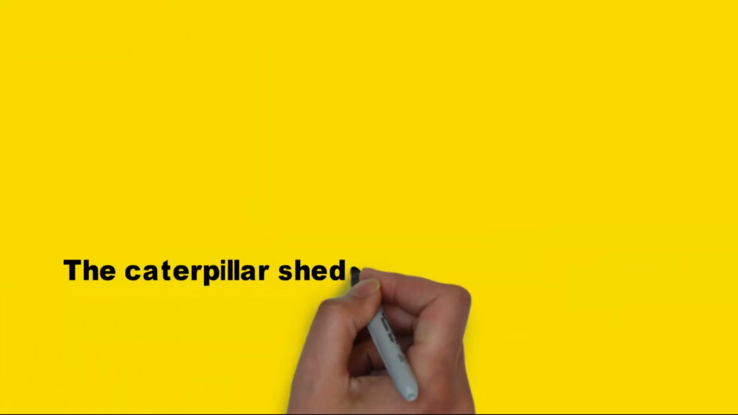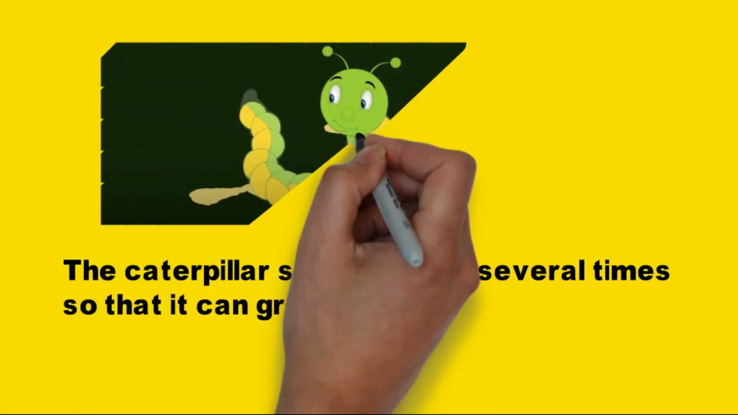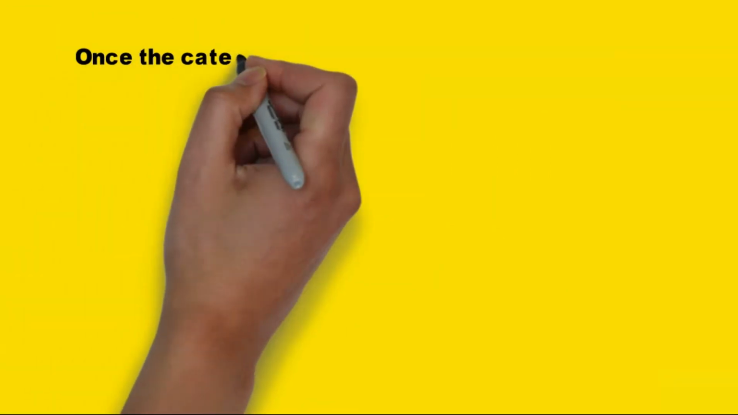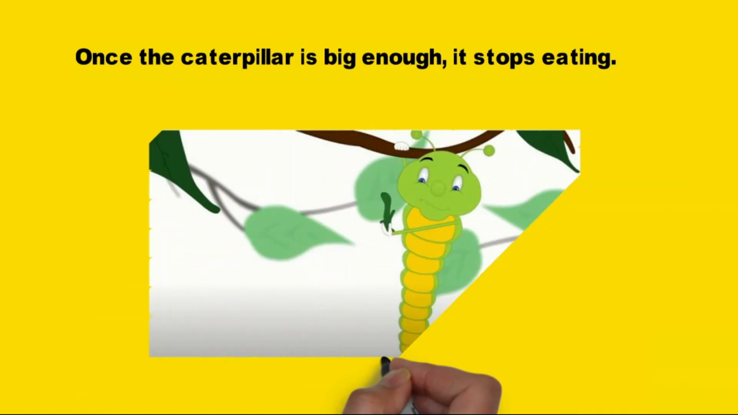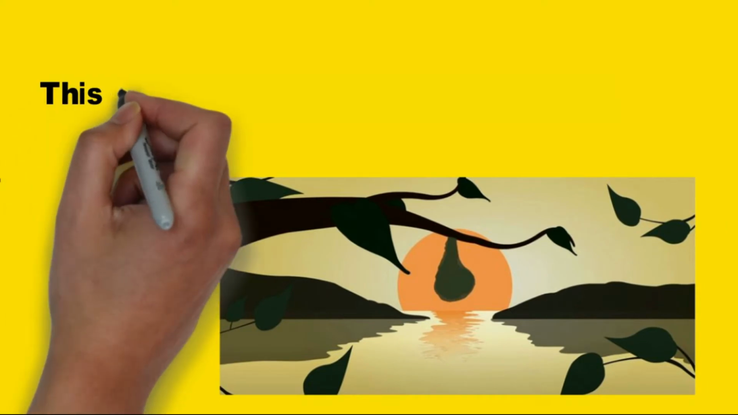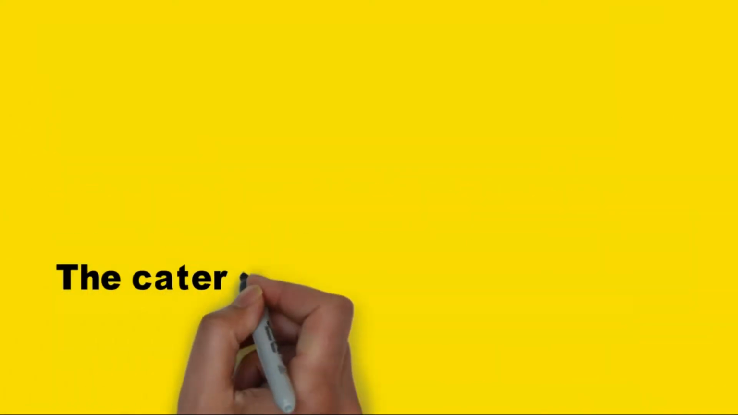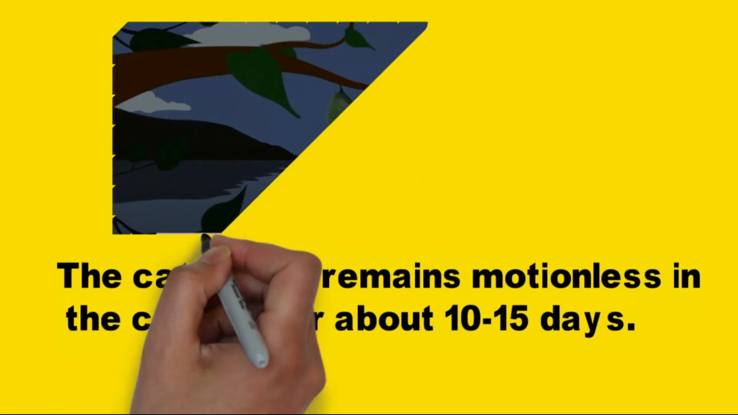The caterpillar sheds its skin several times so that it can grow. Once the caterpillar is big enough, it stops eating. It then forms a protective layer around itself. This stage is called chrysalis or pupa. The caterpillar remains motionless in the cocoon for about 10 to 15 days.